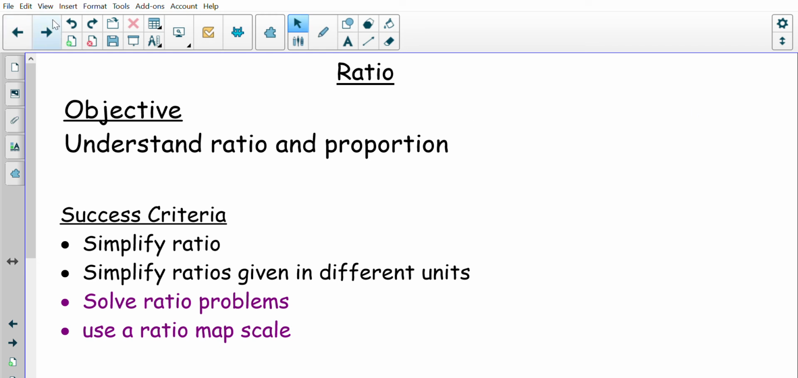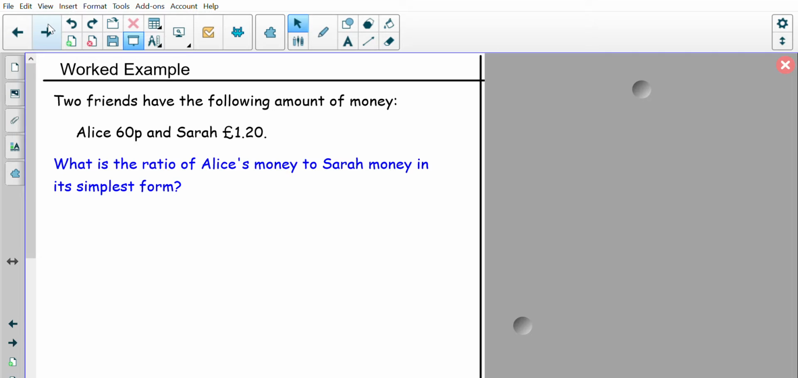In this lesson, we're going to look at simplifying ratios and solving ratio problems. Some of you might get onto looking at using ratio as a map scale. So first of all, simplifying ratio. Let's have a look at this worked example.